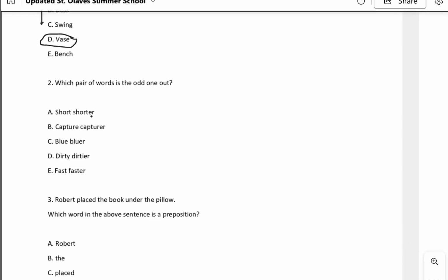So for this one, short, shorter, capture, capturer, blue, bluer, dirty, dirtier, fast, faster, I can see that all of these are comparative once you add the ER. You can have someone who's short, you can have someone who's shorter. However, with B, you can have someone who's capture, but capturer doesn't mean more captured, it's the person who captures. So B is the only one where adding the ER doesn't make it a comparative adjective.